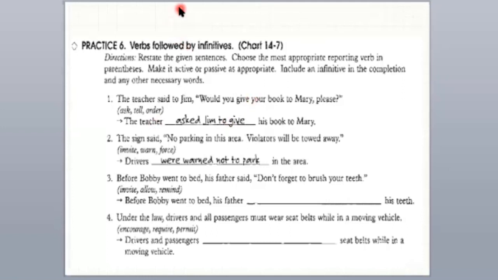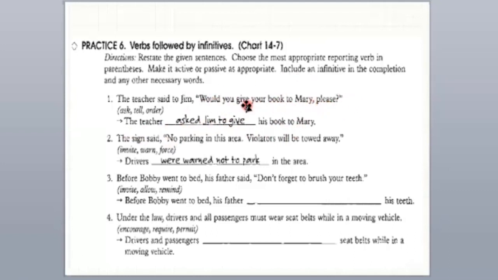Okay, so the teacher said to Jim, would you give your book to Mary, please? The teacher asked Jim to give his book to Mary, okay? Why asked? Because this is a request. Would you give your book to Mary, please? He's requesting. So requested or asked Jim to give, infinitive.